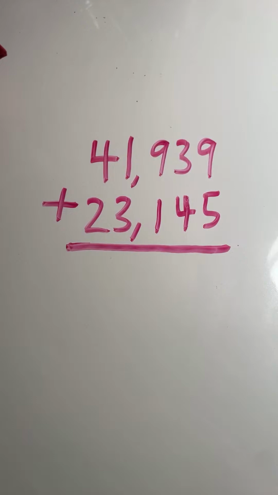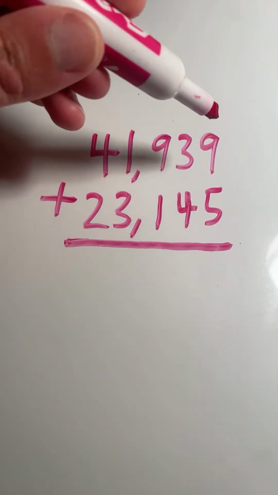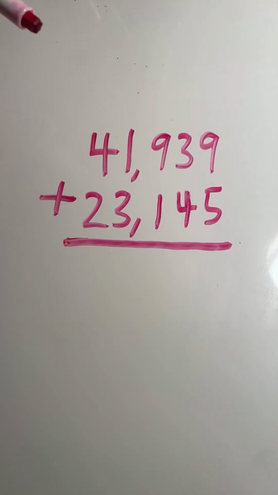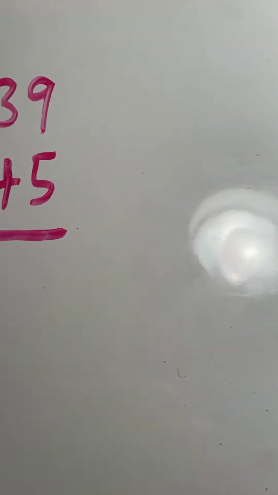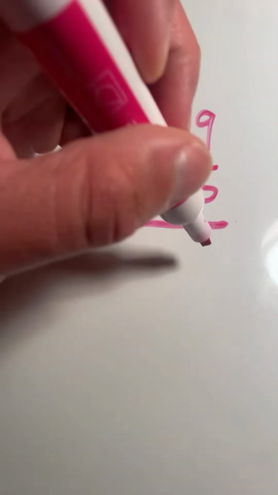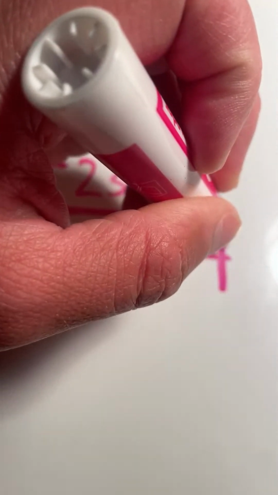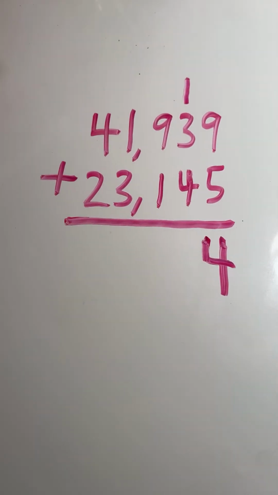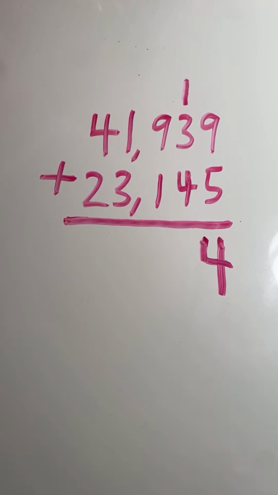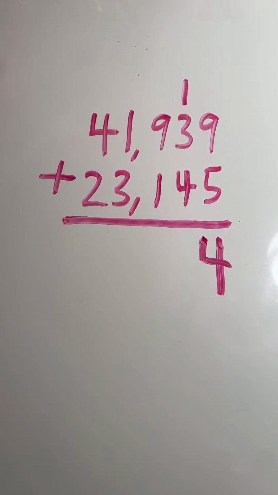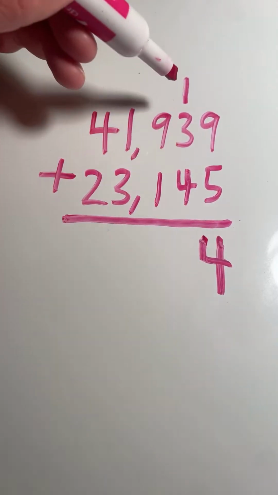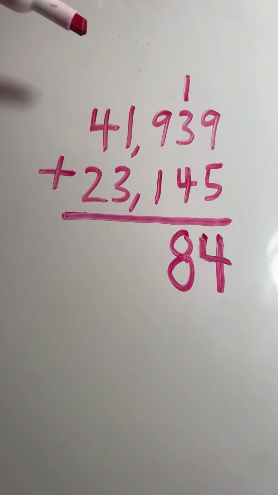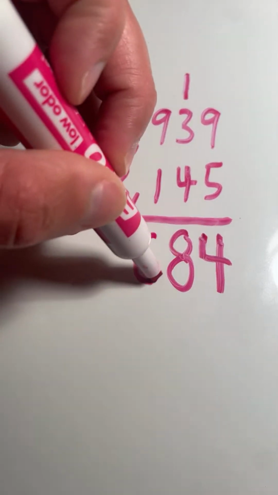So we're going to start out in the ones place. We're going to add 9 plus 5. 9 plus 5 equals 14. 4, carry the 1. Three plus 4 equals 7, plus 1 equals 8. 9 plus 1 equals 10. 0, carry the 1.